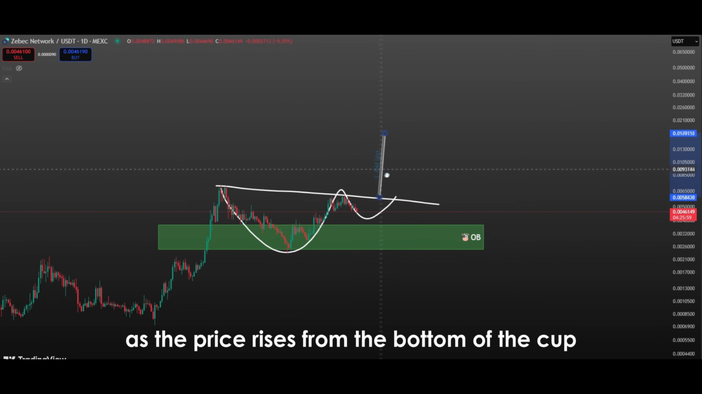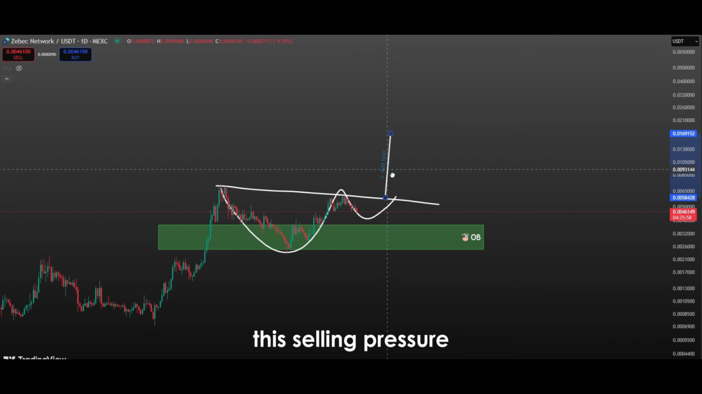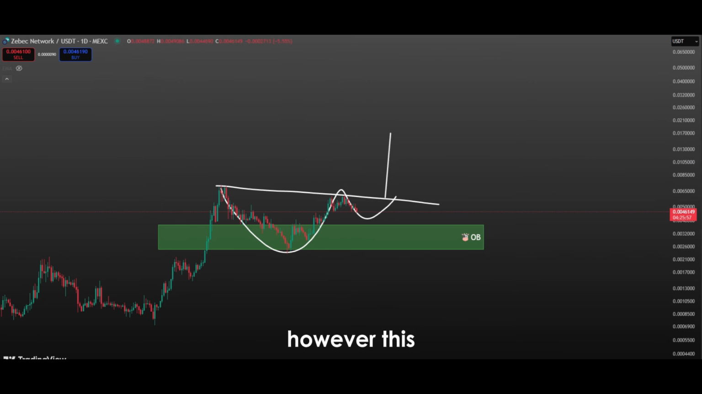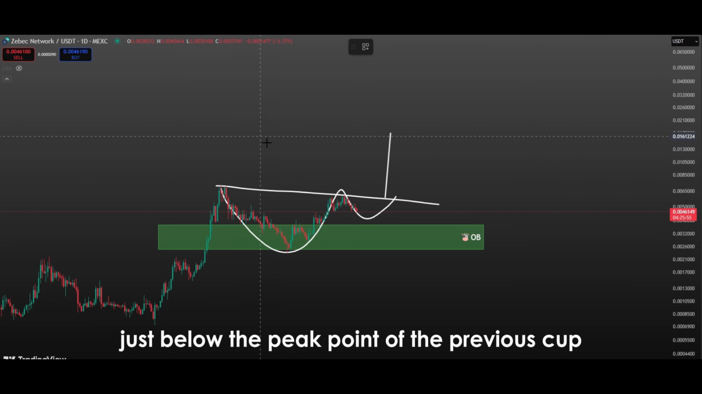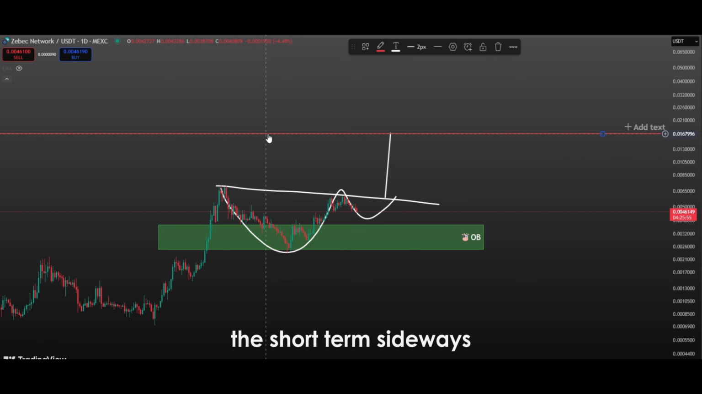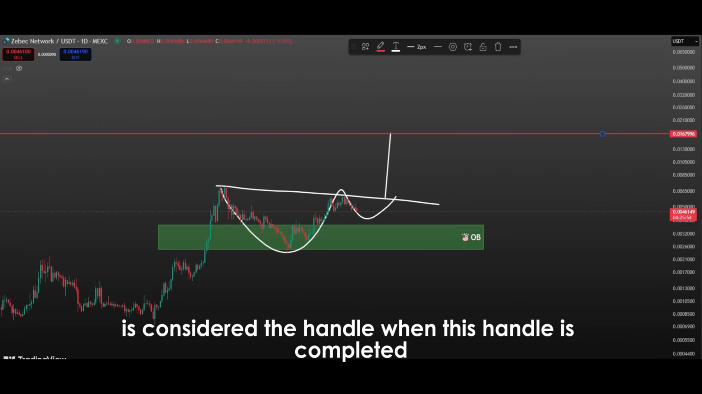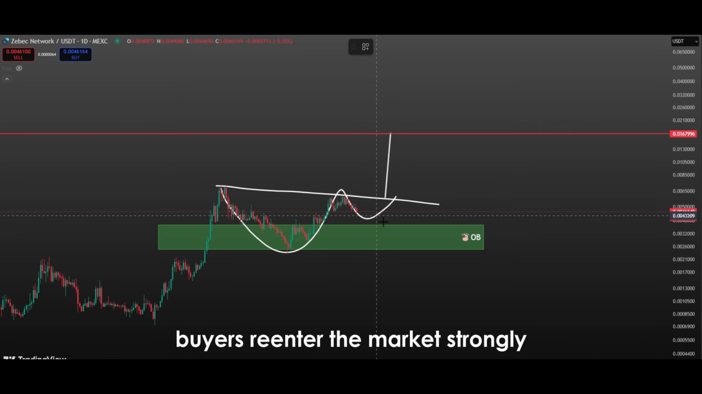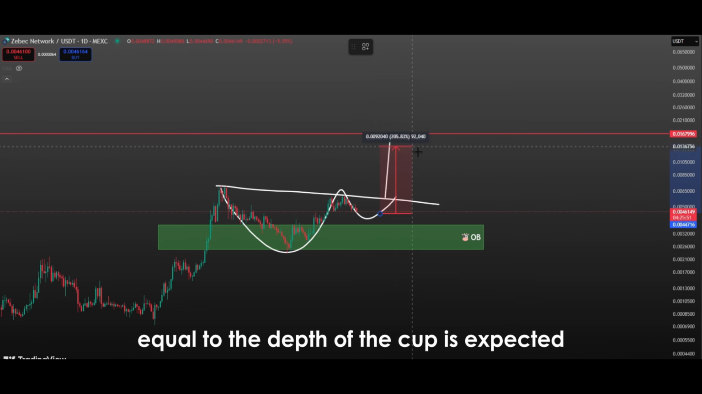As the price rises from the bottom of the cup, some investors may want to take profits. This selling pressure may cause the price to pull back slightly. However, this pullback is usually not very deep, and the price stabilizes just below the peak point of the previous cup. The short-term sideways or slightly declining channel that forms at this point is considered the handle. When this handle is completed, that is, when the price breaks upward, buyers re-enter the market strongly and an increase equal to the depth of the cup is expected.